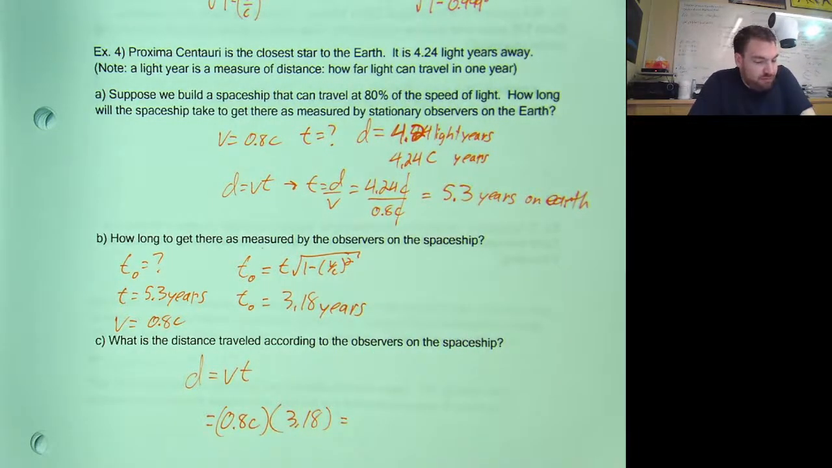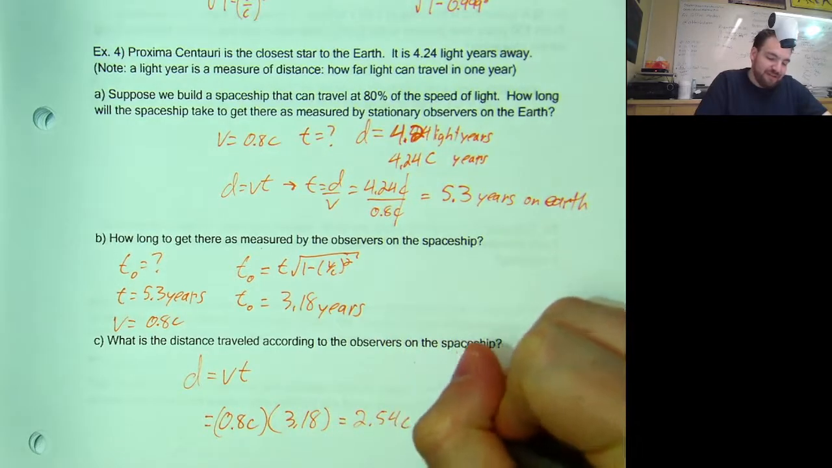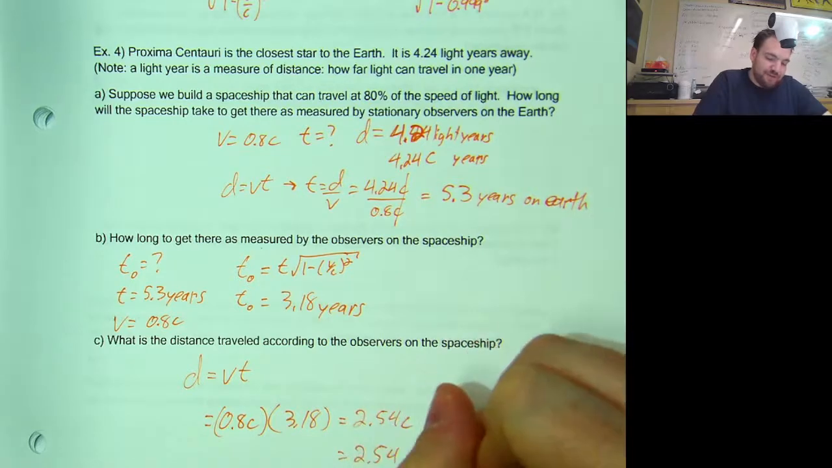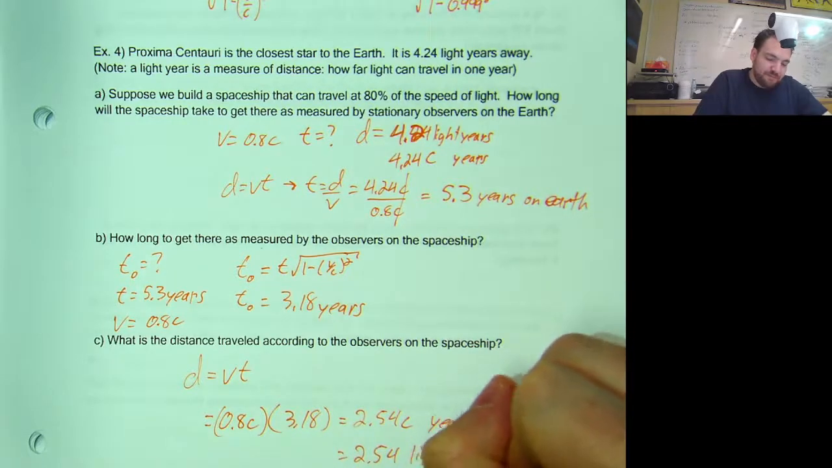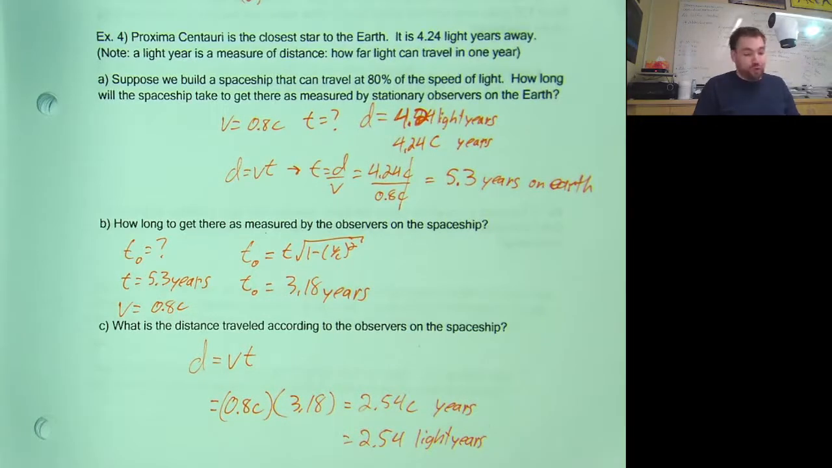So, how far do they travel? 2.54 c years. So, they see the distance as being 2.54 light years, when the Earth sees it as 4.24 light years. So they see themselves as traveling a shorter trip.